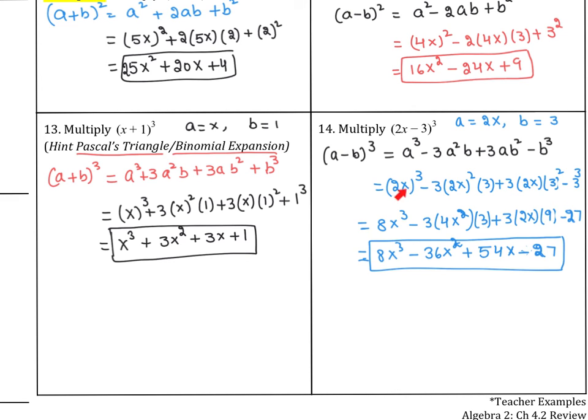So that's going to be 8x cubed minus 3 times 4x squared times 3 plus 3 times 2x times 9 minus 3 cubed, which is 27. And then your final answer, when you're multiplying these numbers together, is going to be 8x cubed minus 36x squared plus 54x minus 27.